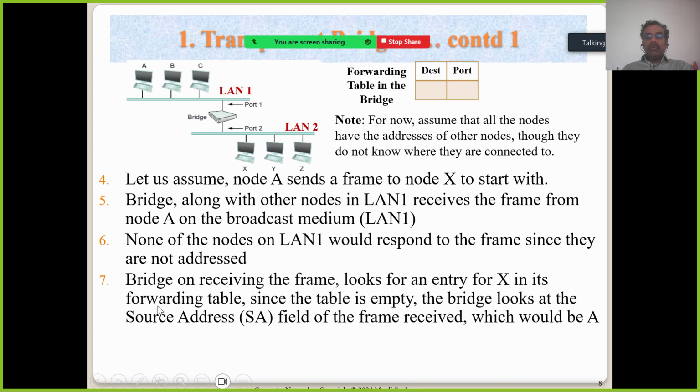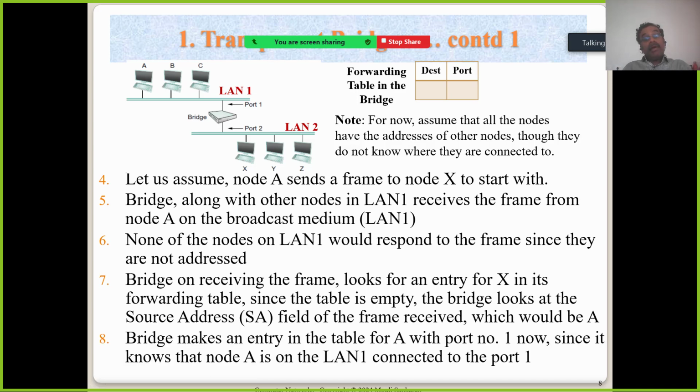Now it will do a flooding. Now it doesn't know where X is. It doesn't have an entry for X, so it will flood it. Flood means sending on the other ports, but it has only one more port where it will send it. Okay, it's not called flooding as such, it is just forwarding it.